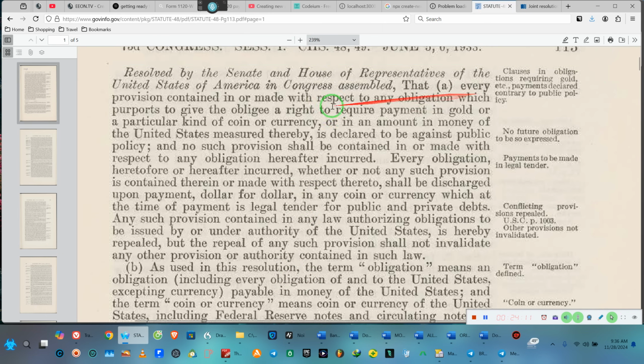It says that every provision in any contract, doesn't matter if it's your promissory note or your automobile loan or your student loan, that gives the creditor, whoever the person that you are getting the loan from, the right to require payment in gold or, pay attention to that or, it's very important, a particular kind of coin or currency or an amount of money of the United States measured thereby is against public policy.